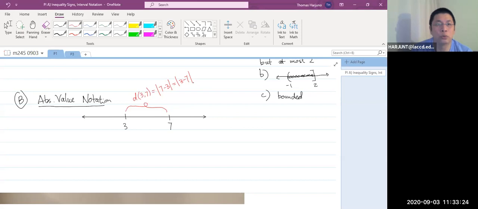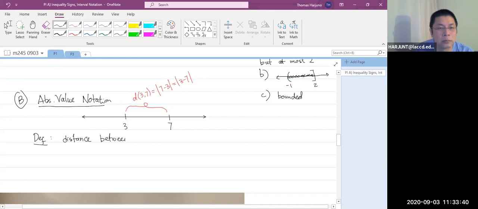What we want to emphasize right now is the definition: the distance between A and B, which we can denote by D between A and B, is given by the absolute value of A minus B or the absolute value of B minus A. Now how to compute absolute value, that's something we have learned before.